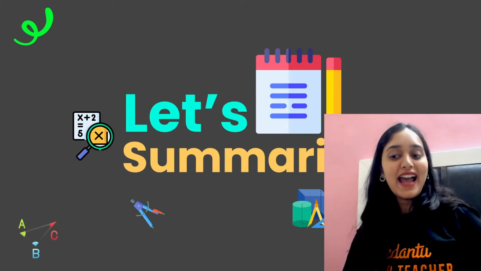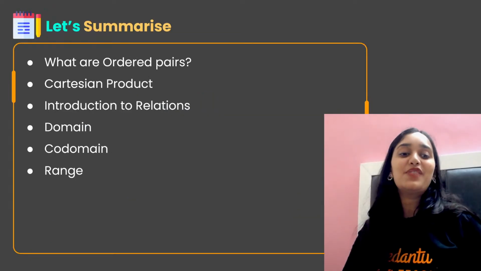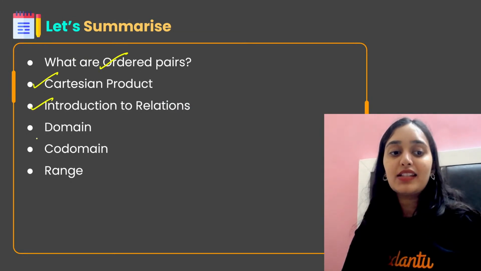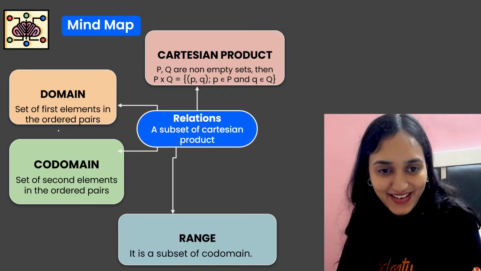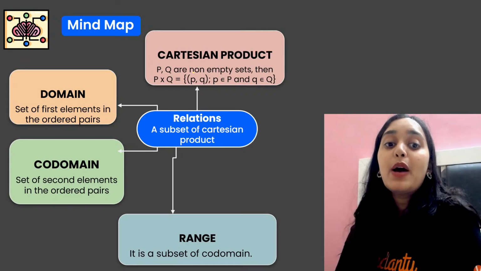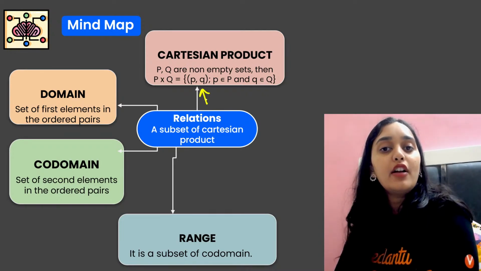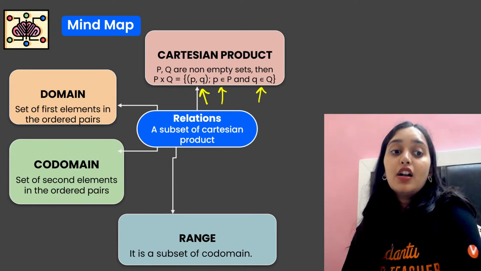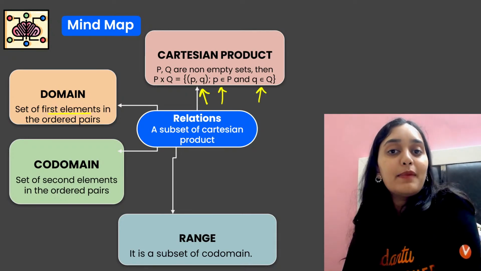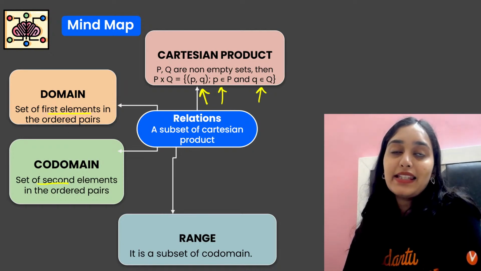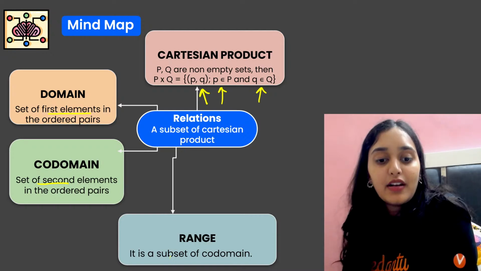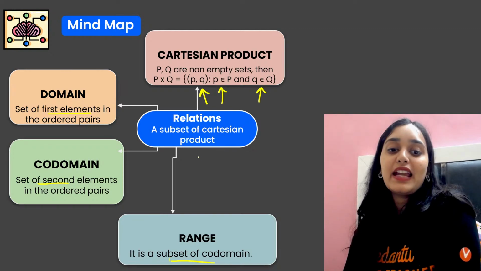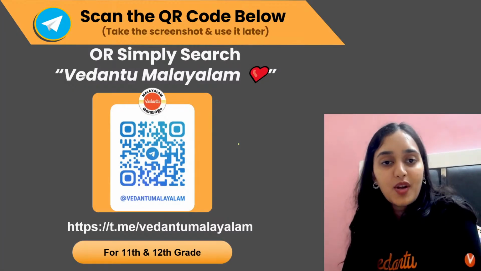Alright guys, so that's all for today. Let's summarize what we learned. We learned about ordered pairs, Cartesian products, relations, their domain, codomain and range. Let's define them once again. What is a Cartesian product? The set of all ordered pairs where the first element belongs to the first set and the second element belongs to the second set. Domain is the set of all the first elements of the ordered pairs. Codomain is the set of all the second elements of the ordered pairs, and range is a subset of the codomain. And what is a relation? It is nothing but a subset of the Cartesian product.